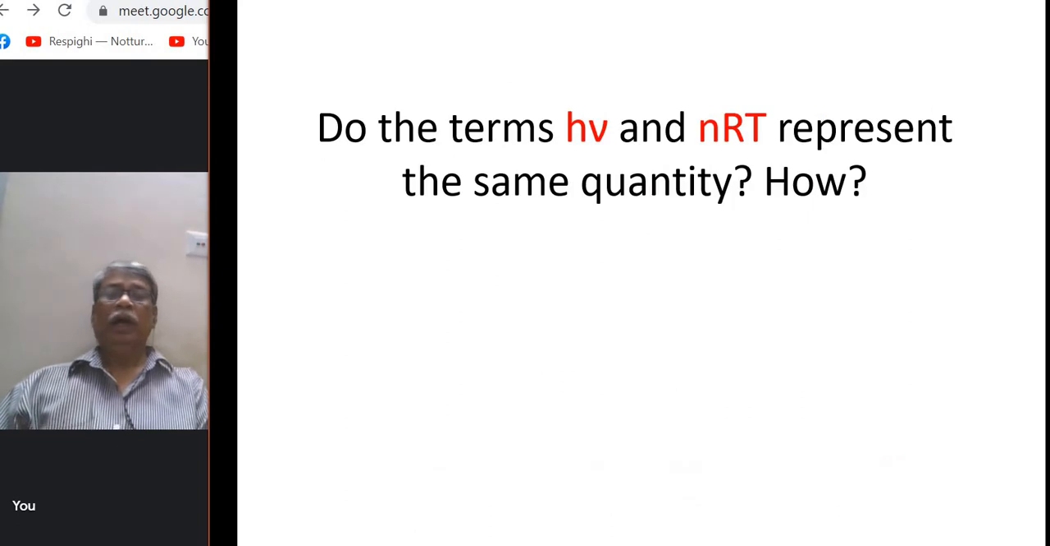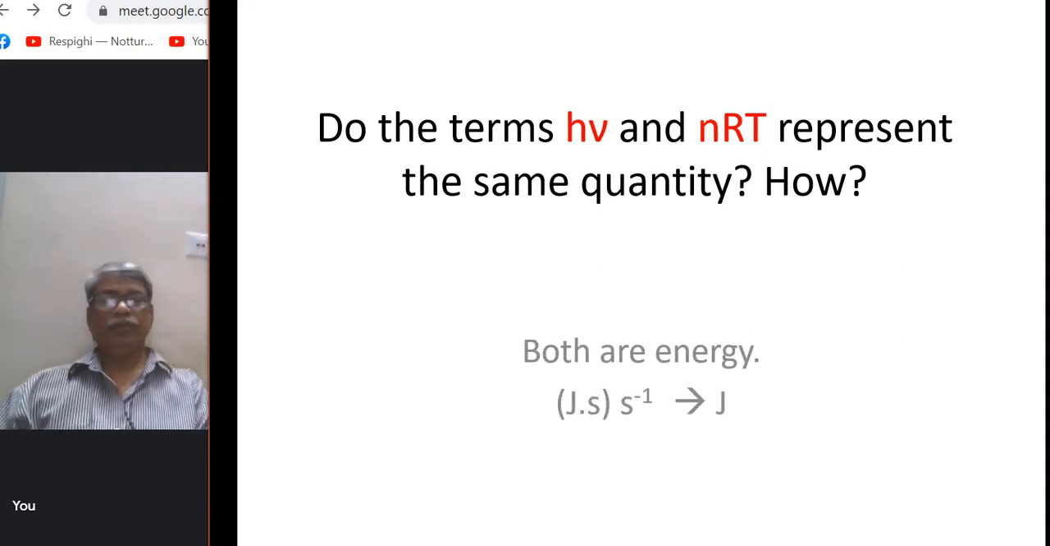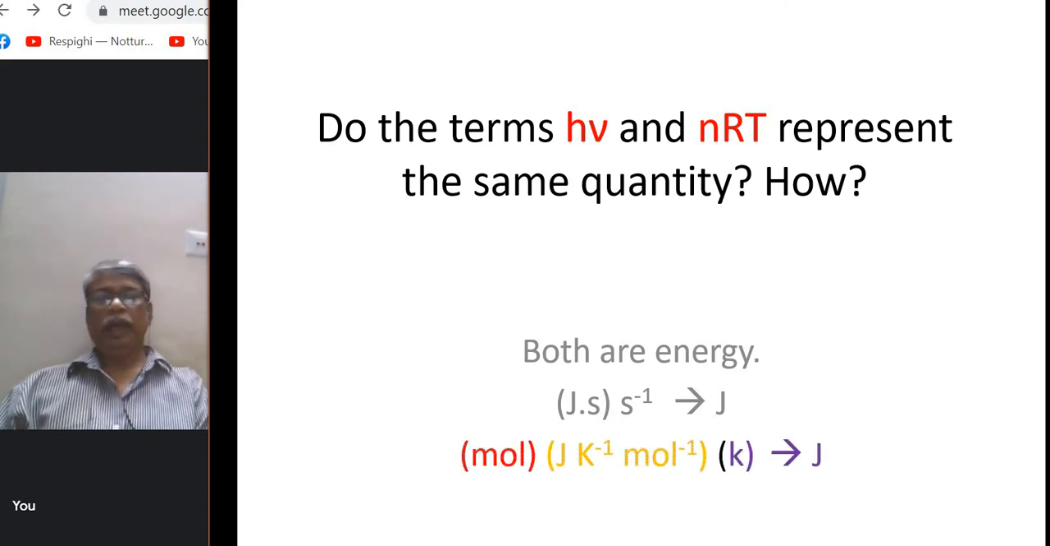Okay. Now, do the terms H nu and nRT represent the same quantity? Yes, of course, they are both energy. H nu, just by dimension or unit, you can say that H is joule second and nu is second inverse, so it gives you joules. And nRT, so n is mole, and R is joules per Kelvin per mole in SI unit, and T is in Kelvin, so finally it gives you again joules. So both are energy.